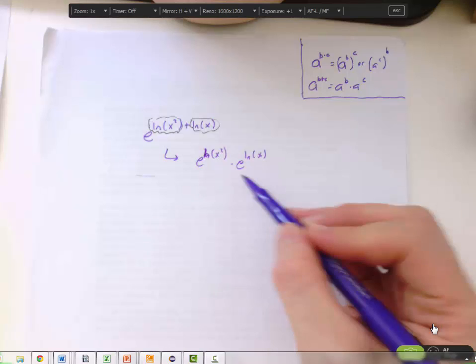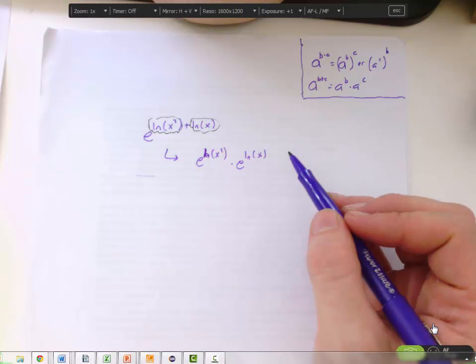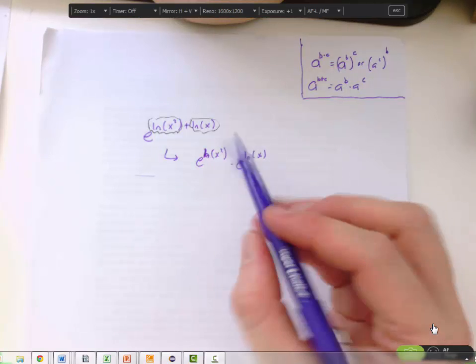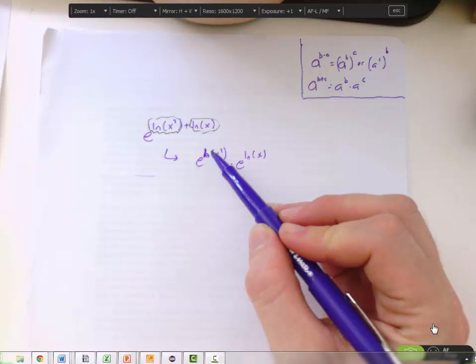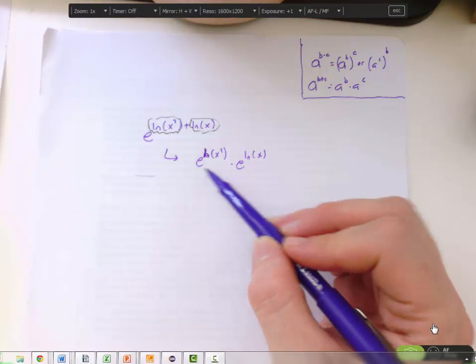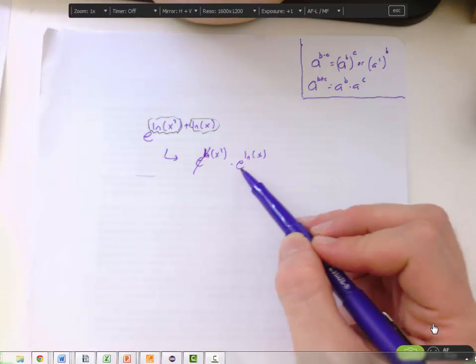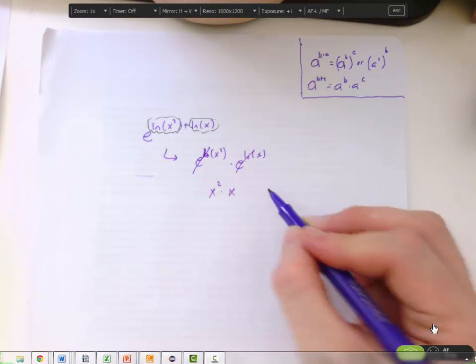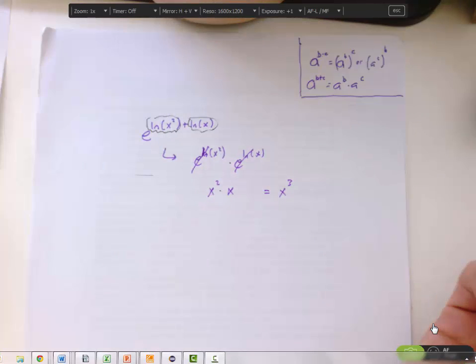Now, I know that exponentiation and logarithms are inverses, so they undo each other. So this e to the power of undoes the natural log here. This e to the power of undoes the natural log. So I'm left over with x squared times x, or x cubed.